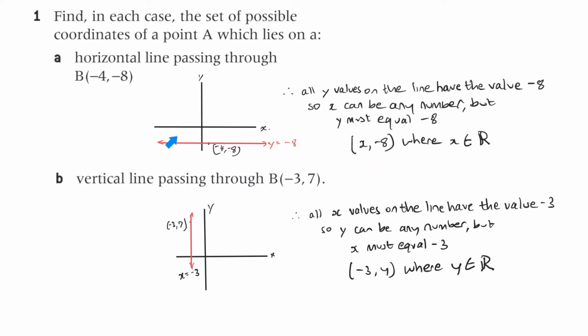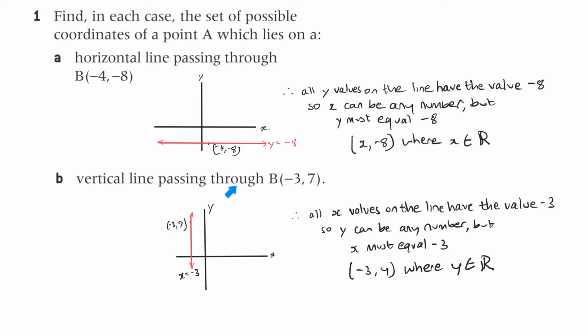Now, this can take any x value, because it's all the real numbers on the x-axis there. So we can represent that as (x, -8), where x is an element of the real number set. Let's have a look at B.